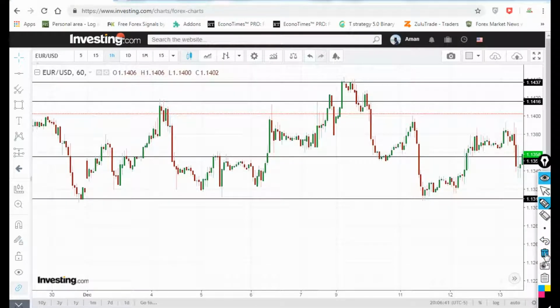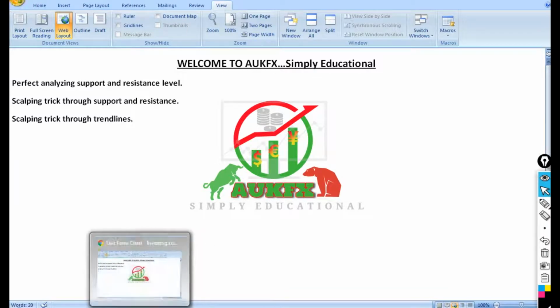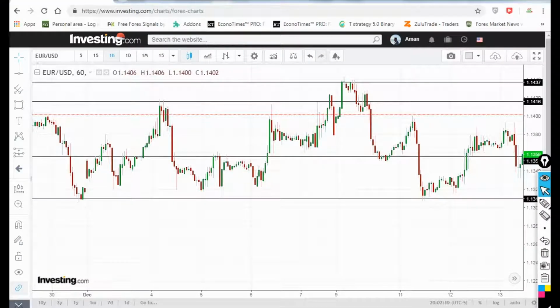Now we take an example on our second topic, which we cover in this video: perfectly analyzing support and resistance level. Then we see a scalping trick through support and resistance. Now we are covering a very beautiful scalping trick through trend lines. It's a very wonderful trick. Let's see this.